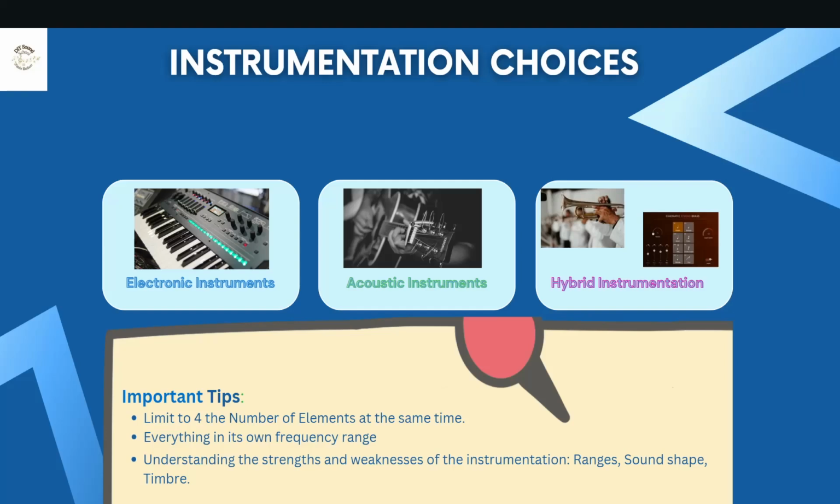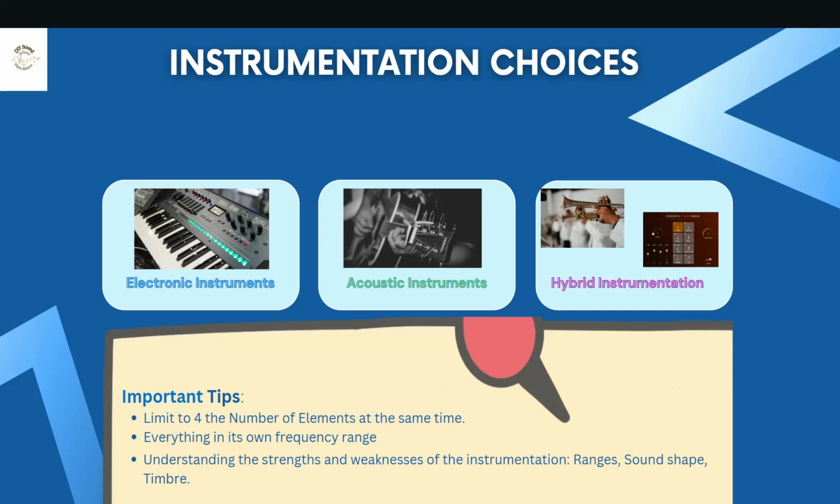So now, talking about instrumentation and arrangements, I just wanted to point out the instrumentation choices that we have nowadays for music. You are probably familiar with that, but let me give you some insights into what those choices are good for. In general, you're going to find that there are three types of instrumentation choices that you can work with in the modern music environment.